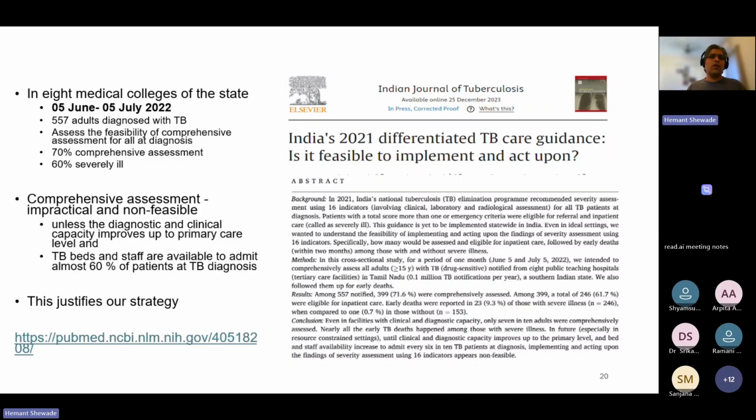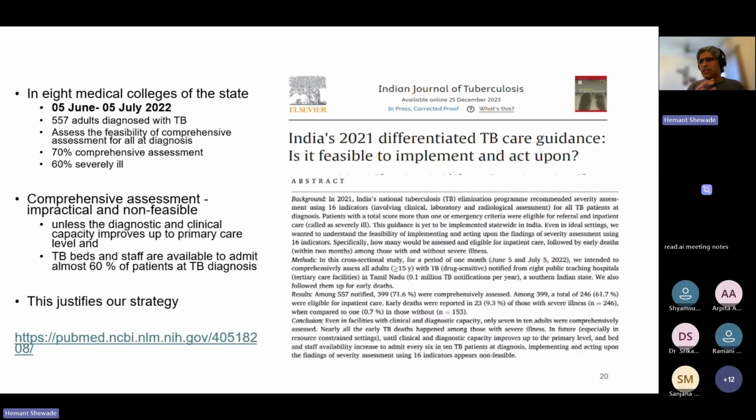If 70% is the comprehensive assessment extent in medical college, it may be 50% in secondary level facilities, 20 to 30% in primary level facilities, right? And then if 60% turn out to be severely ill, we don't have that much capacity to admit so many TB patients. So unless the diagnostic and clinical capacity improves up to primary care level, and TB beds and staff are available to admit almost 60% of TB patients at diagnosis, we decided on our TN-KET strategy. This basically justified our strategy.